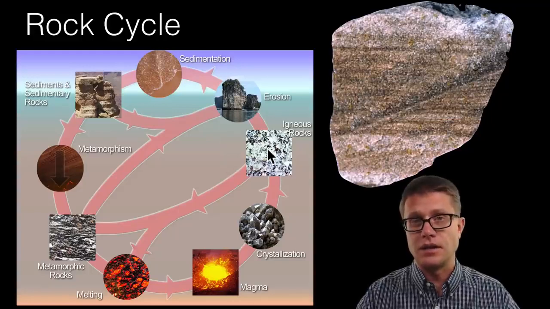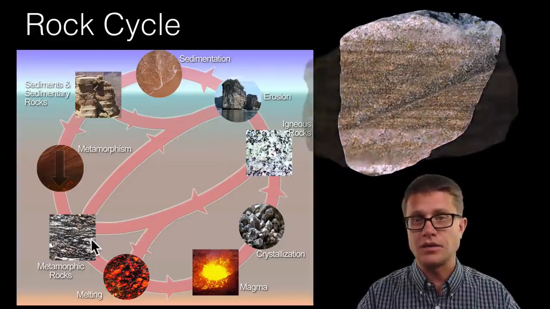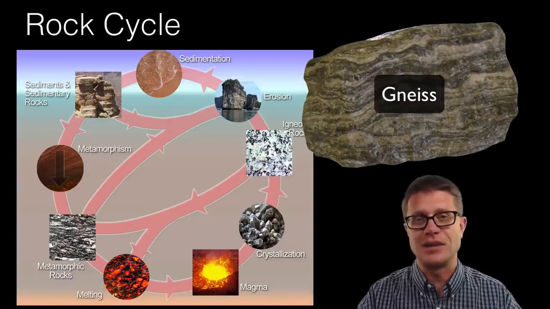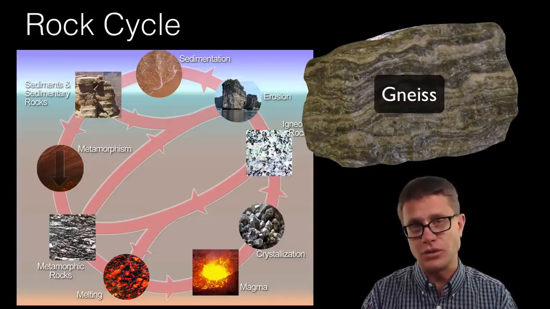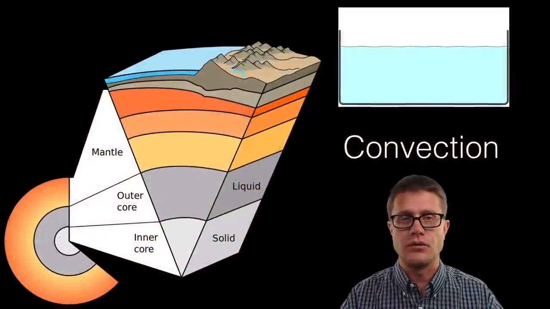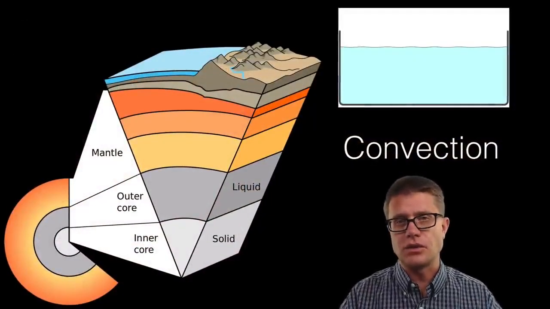Or we could take that igneous and we could squeeze it and make something like gneiss. And so gneiss is a type of metamorphic rock that's formed by the squeezing of granite. Now you can see those minerals are still there, but it has a different shape. And so the rocks on our planet are continually recycled over and over and over again. But if we get back to the structure of the Earth, what's driving all of this are going to be convection currents within the mantle itself.